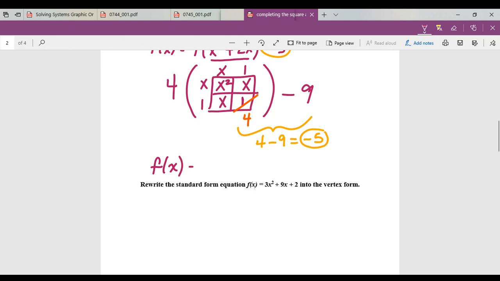So f of x equals 4. And then in parentheses, so look at what's in here, inside of the parentheses is x plus 1 squared. That's our box. And then we have our -9 hanging out the end.